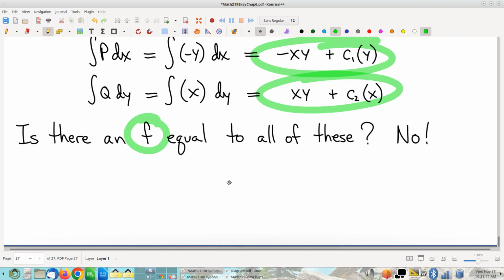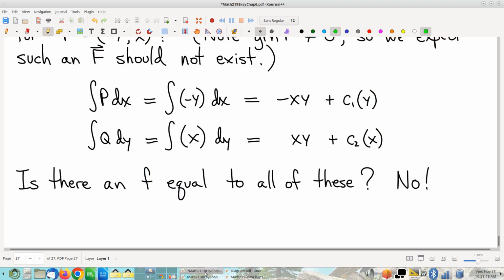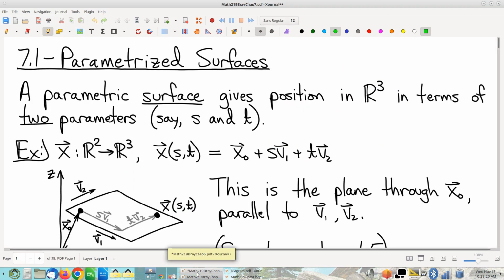Okay, so that's it. That's the last of that section. That's the last of section 6.3. That's the last of chapter 6. And we move on now to chapter 7.